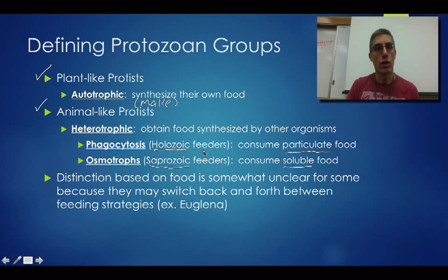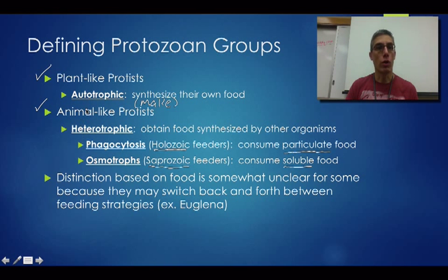So the two different types of heterotrophic feeding mechanisms would be phagocytosis and osmotrophs, and I do need you to be able to distinguish between the two, so that is very important. Now, it says down here, it says the distinction based on food is somewhat unclear.